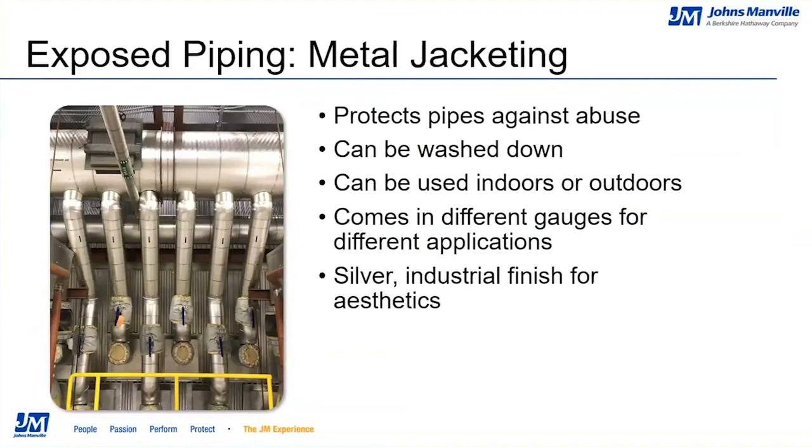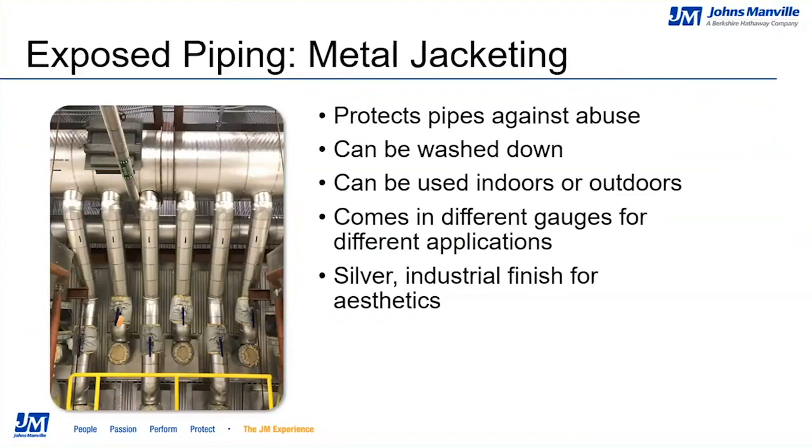Metal jacketing is typically made from aluminum or stainless steel and helps protect pipes against abuse. It comes in a variety of thicknesses and finishes, from smooth to corrugated to stucco embossed. Some metal jacketing can be washed or wiped down, but it is important to note that not all metal jacketing can be washed or wiped down. If you specify this type of material for an application that may need to be periodically washed, pay particular attention to ensure that the metal jacketing can allow for that kind of treatment.